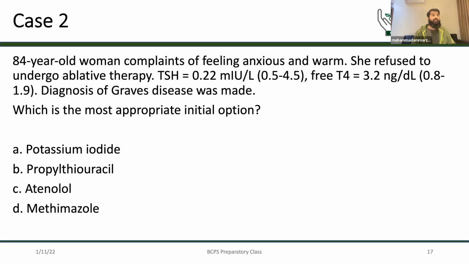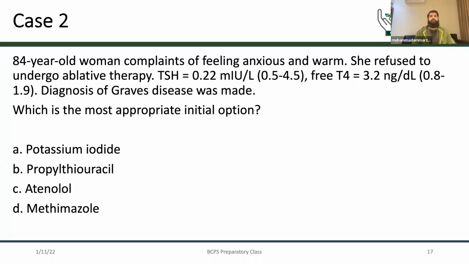So here comes the second case: an 84-year-old woman, so quite old. She complains of feeling anxious and warm. Anxiety and feeling warm are typical symptoms of hyperthyroidism. She refused to undergo ablative therapy. Obviously, ablative therapy is the treatment of choice, but she has refused to undergo it.